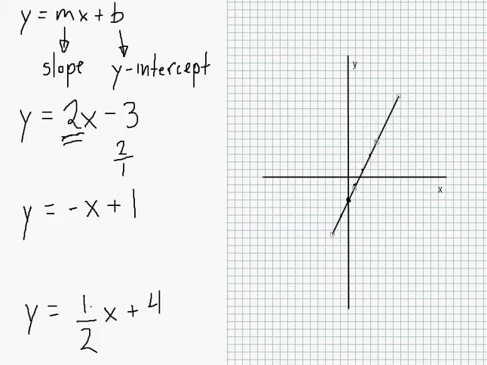Now I will graph this equation. The slope of this line is negative 1, and the y-intercept is 1, because that's b. So the y-intercept is at 1, since we start here and go up by 1, and the slope is negative 1. So that means that we go over 1, down 1.